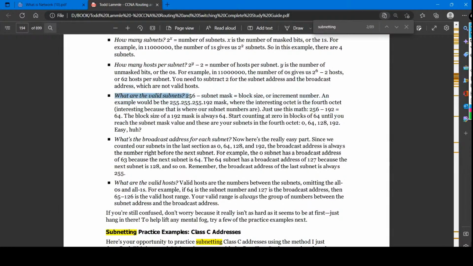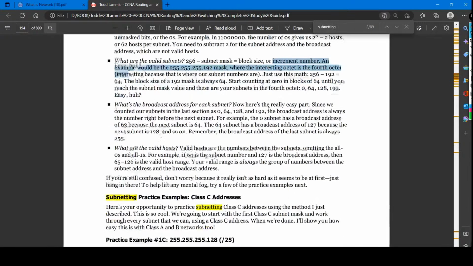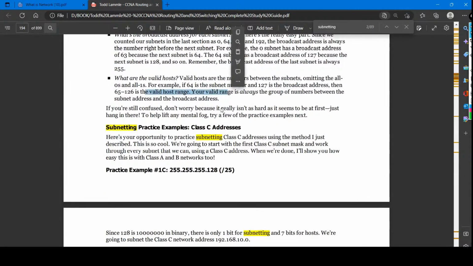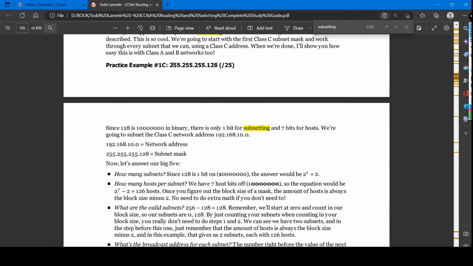What will be the valid host? So this is the formula. Here also you can see the formula to calculate valid hosts is 256 minus the subnet mask, the subnet mask of the octet where the last one is present. Okay. So this one is your question number 1.